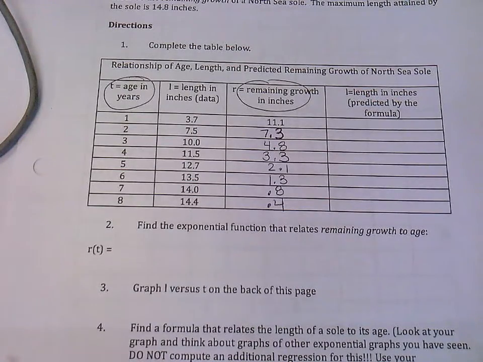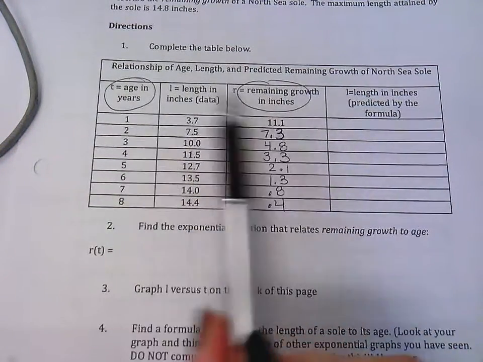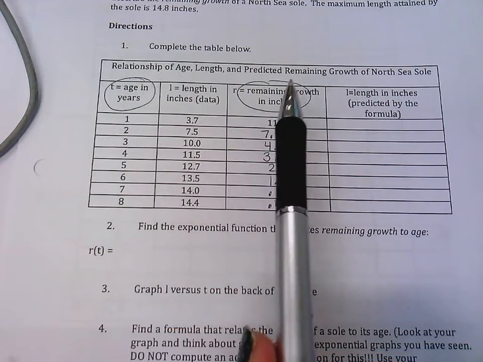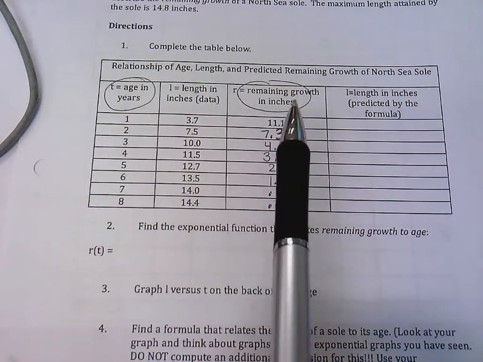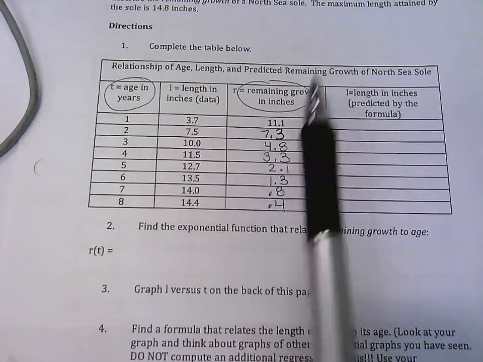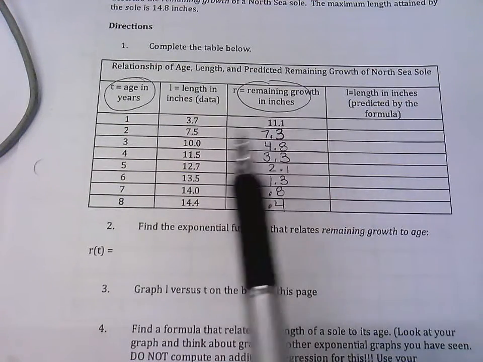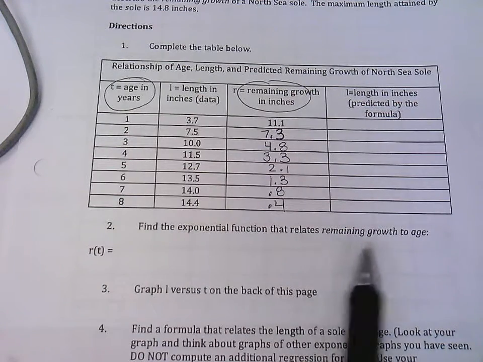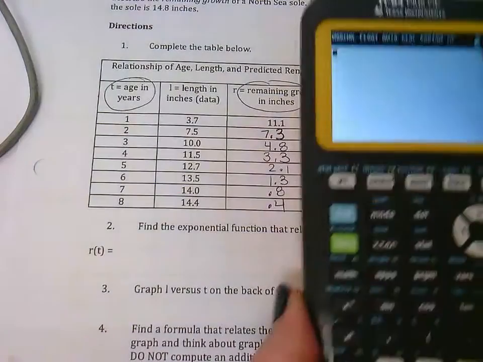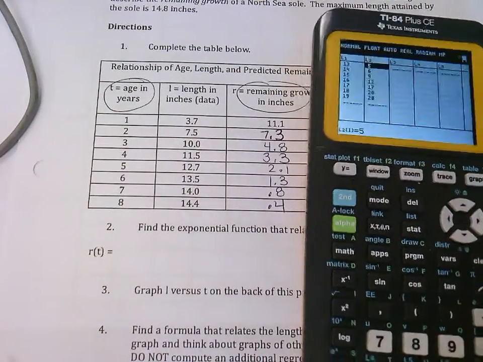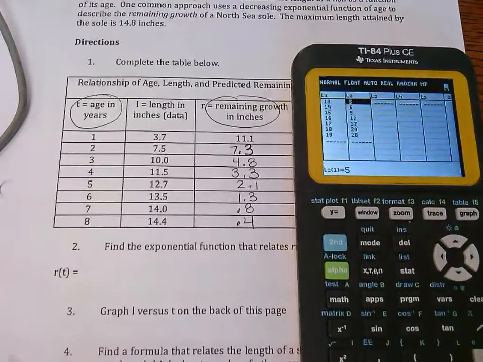So I've circled the two columns that they want us to graph. So we're going to graph using a scatter plot on our calculators and come up with an exponential formula that relates remaining growth, that R column, to age. So to plug that in, we're doing the Fishy Regression page. To do that, you go under Stat Edit. You might not remember where it is, so it's under Stat Edit.